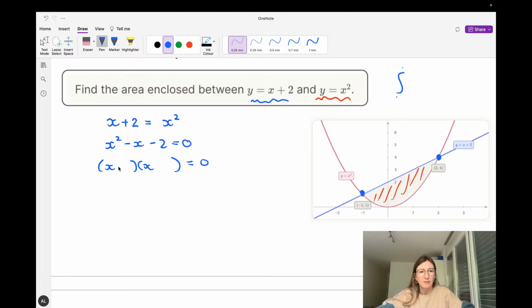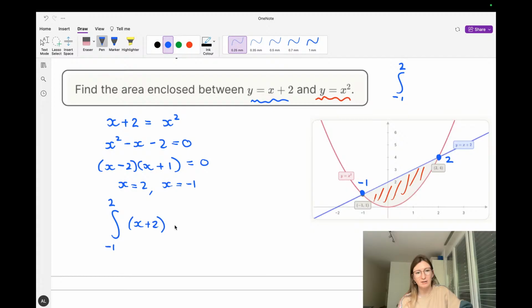That's going to be x minus 2 times x plus 1. So x equals 2 and x equals minus 1. Now I know that my integral is going from minus 1, always the lower one, to 2. So that there is minus 1 and that over there is 2. Once I've found my limits, I can set up my integral. So we're going from minus 1 to 2, and then we're doing our top graph, the blue one, x plus 2, and I'm going to subtract from it my lower graph, the red one, x squared.